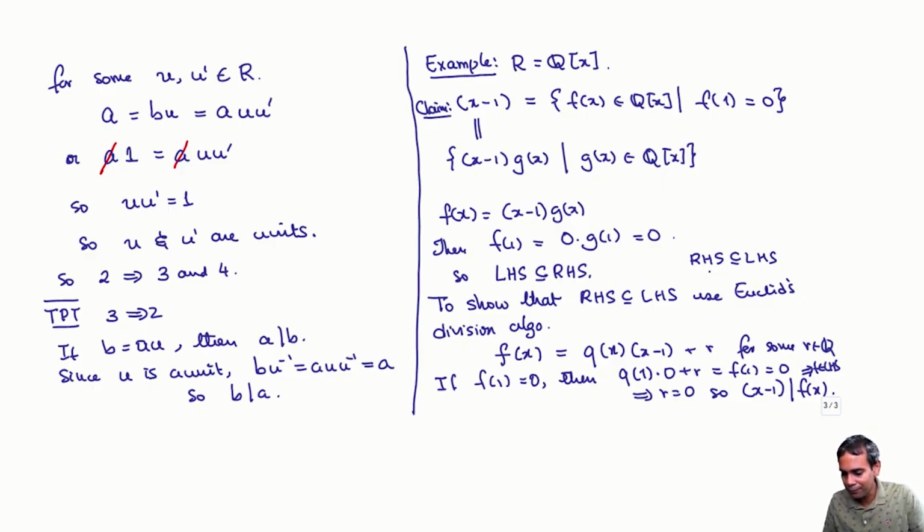Okay, so there's a nice way to understand ideals. This is more general, of course: the ideal generated by x minus a consists of polynomials which vanish at a. And this is an ideal theoretic incarnation of the factor theorem for polynomials. The factor theorem says that a polynomial is divisible by x minus a if and only if it vanishes at a.